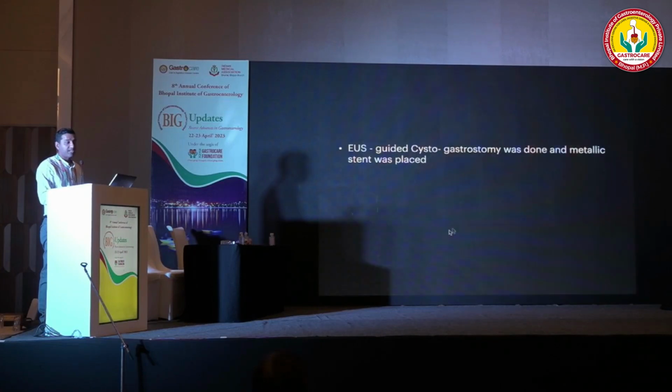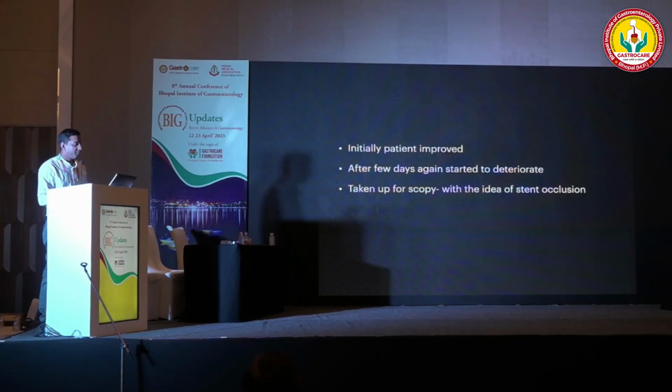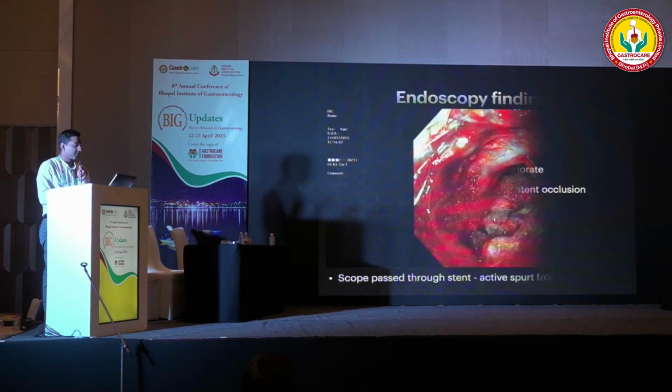So, US guided cystogastrostomy was done and a metallic stent was placed in this case. We can see the beautifully placed metallic stent. One end is in the stomach, the other end is in the cyst, with the contents of the cyst being drained into the stomach. Basically, this is a cystogastrostomy stent. Initially, the patient improved. After a few days, the patient again started to deteriorate. Again, the patient was taken up for scopy with the idea that the stent might have occluded, and they wanted to reopen the stent so that the contents may get evacuated from the cyst.